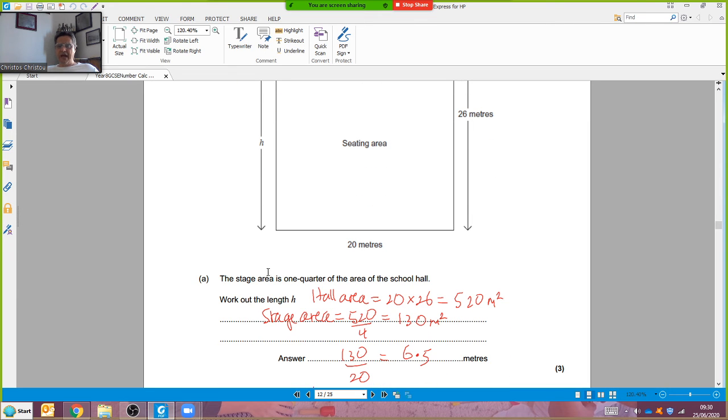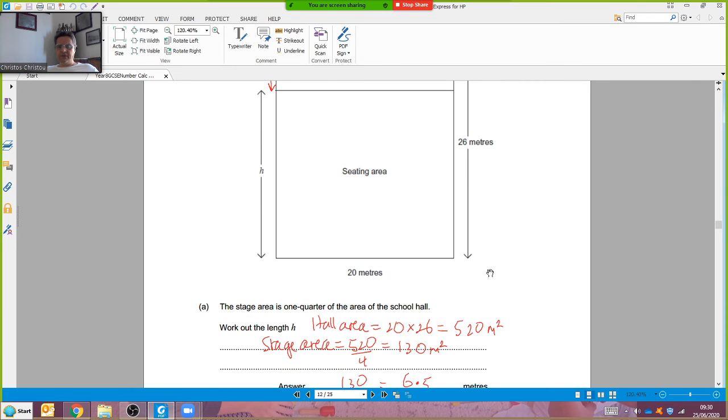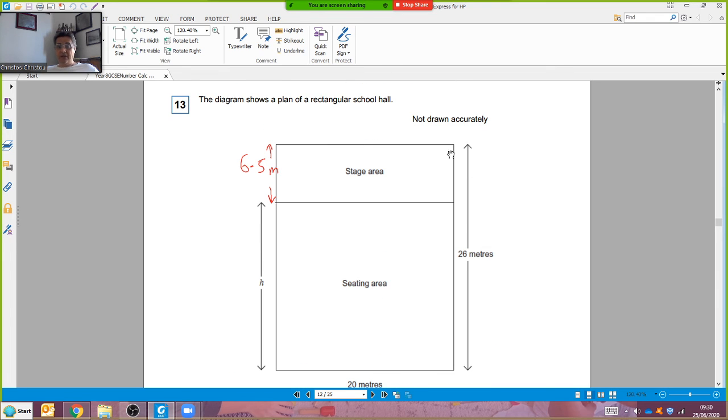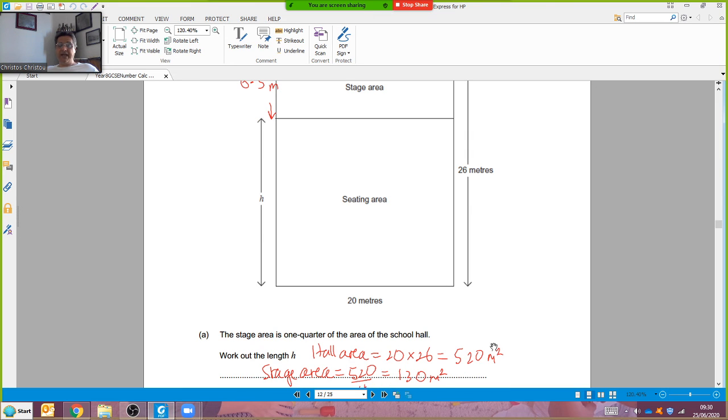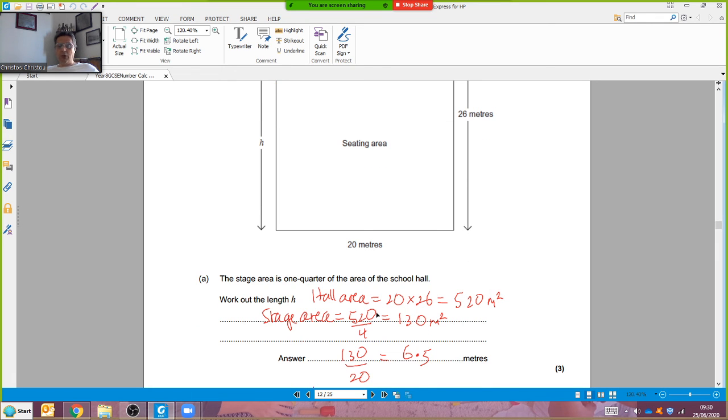The stage area is 1/4 of the area of the school hall. Okay, so the whole hall area is 26 by 20, all of it, yeah? So I've got to do that and get a mark. Now, the stage area is 1/4 of the whole school hall. So 1/4 of this area is 130 metres squared.